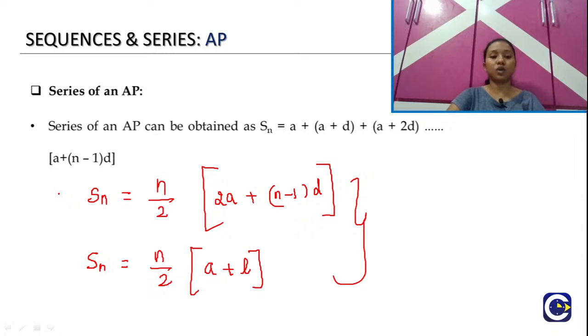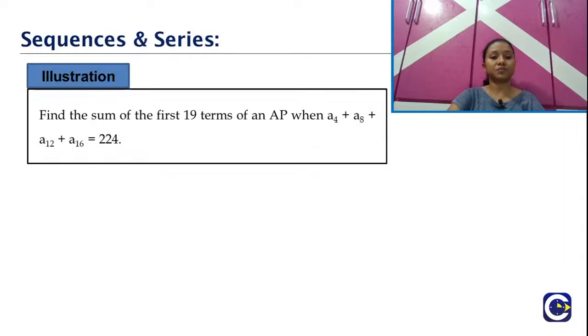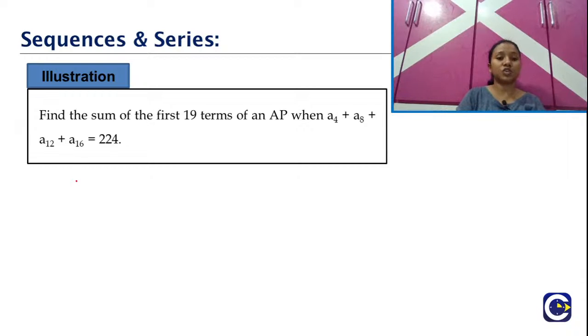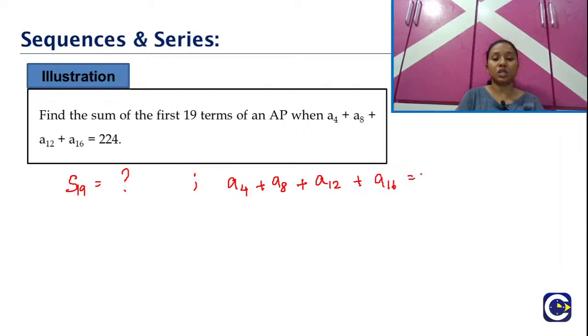Right. So let's do a question related to this series of an AP. So here comes the question. Find the sum of the first 19 terms of an AP when A4 plus A8 plus A12 plus A16 is equal to 224. So that is the only given condition. Here we have to find S19, that is the sum of the first 19 terms of an AP. But the only given condition in order to find it is A4 plus A8 plus A12 plus A16 is equal to 224.